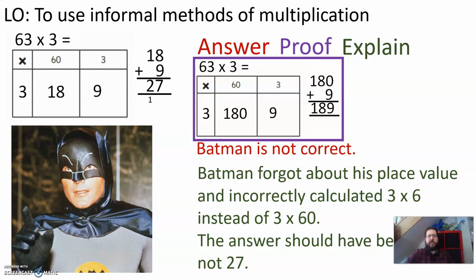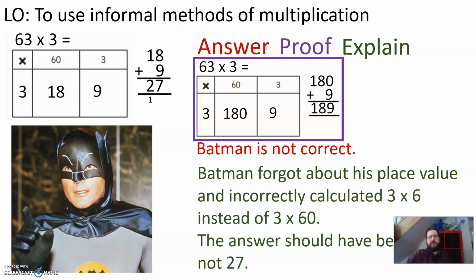Okay, so if you look at my explain answer, what I wanted to do in there was make sure that I got across exactly where Batman was wrong. I didn't just want to say he was wrong. I put in there exactly the bit he's gone wrong. He forgot about his place value and he incorrectly calculated 3 times 6 instead of 3 times 60. So I've pointed out the specific part where Batman is wrong, proving I understand how the method works. I've then put what I think the answer should have actually been to really show the understanding of what I've done.